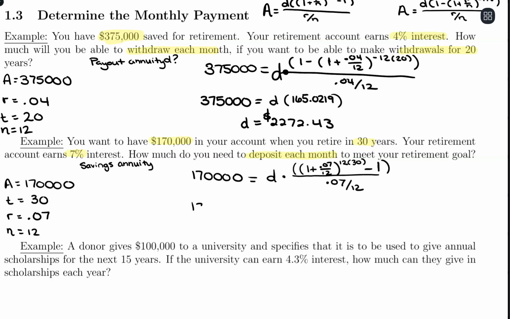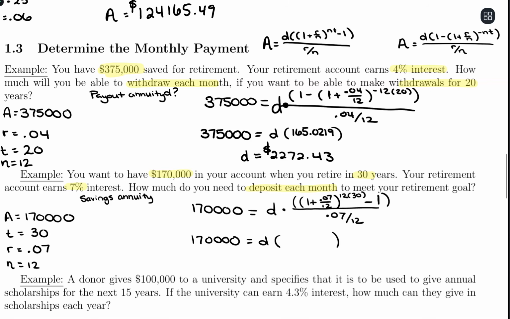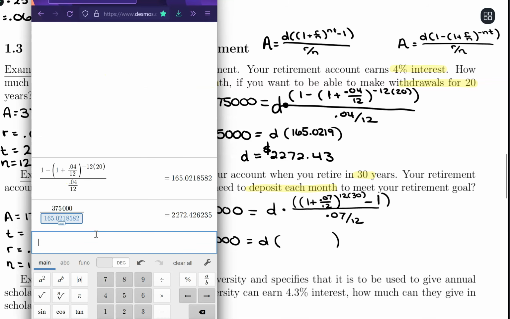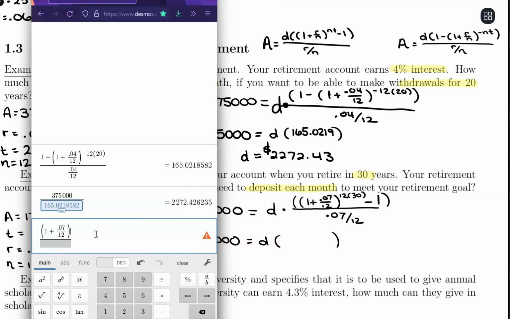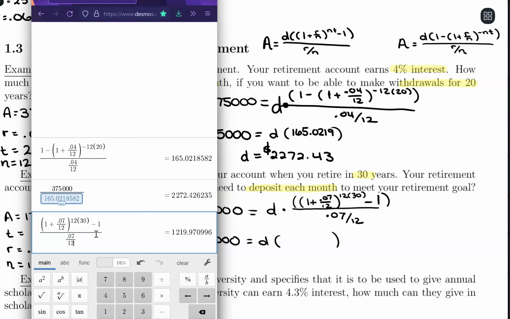All right, so I want to simplify what's to the right of D there. So we're going to go D times, and with that, we're going to separate up our fraction. We'll have parentheses 1 plus 0.07 over 12, and then an exponent of 12 times 30, and then a minus 1 all over 0.07 over 12. So 1,219.971.